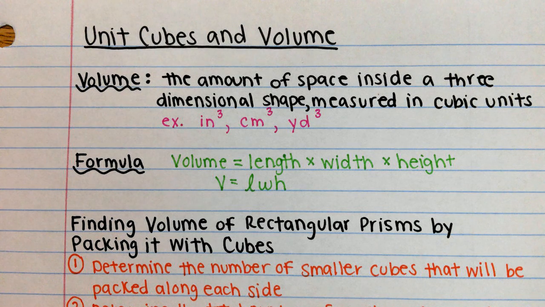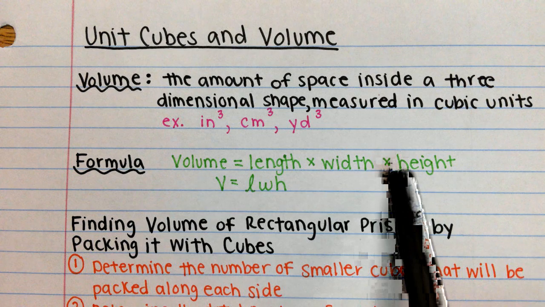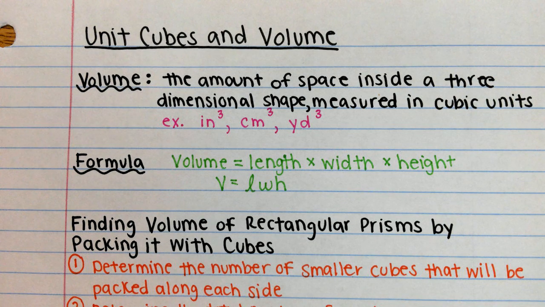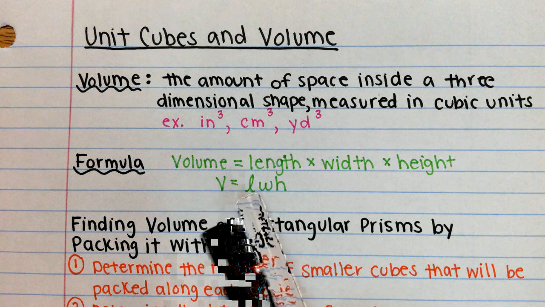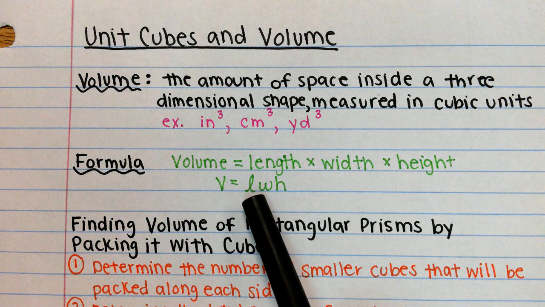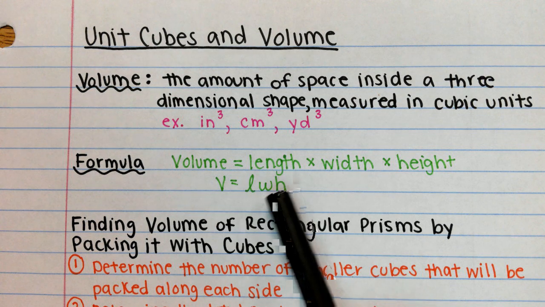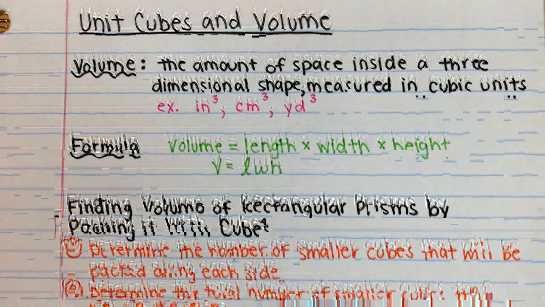When we find volume, we need to take our length times our width times our height to get that measurement. You'll also see it as LWH. L is just cursive, so you don't get it confused with a 1. So LWH, L times W times H gives us that volume.